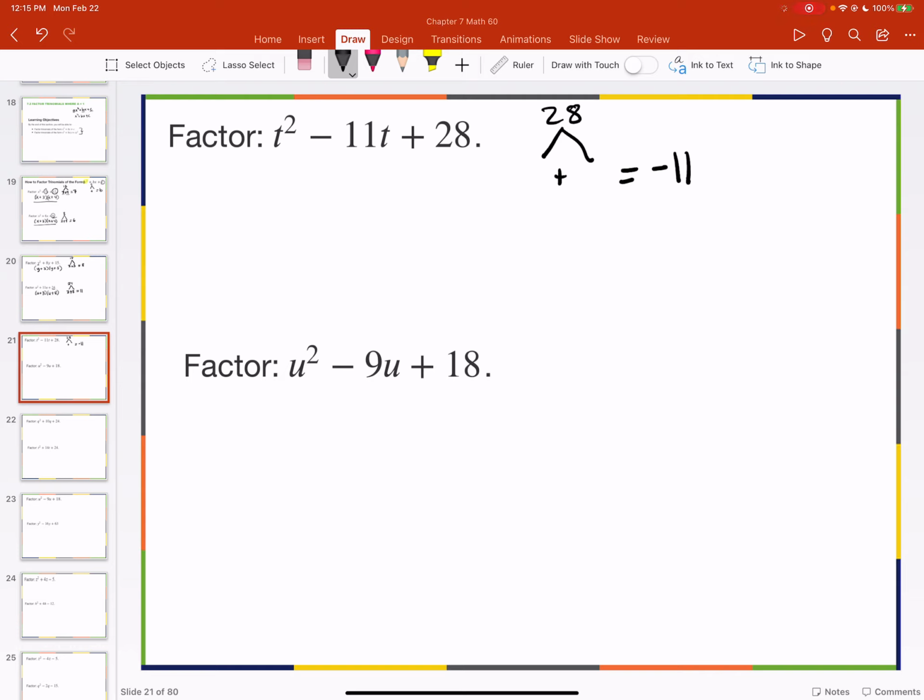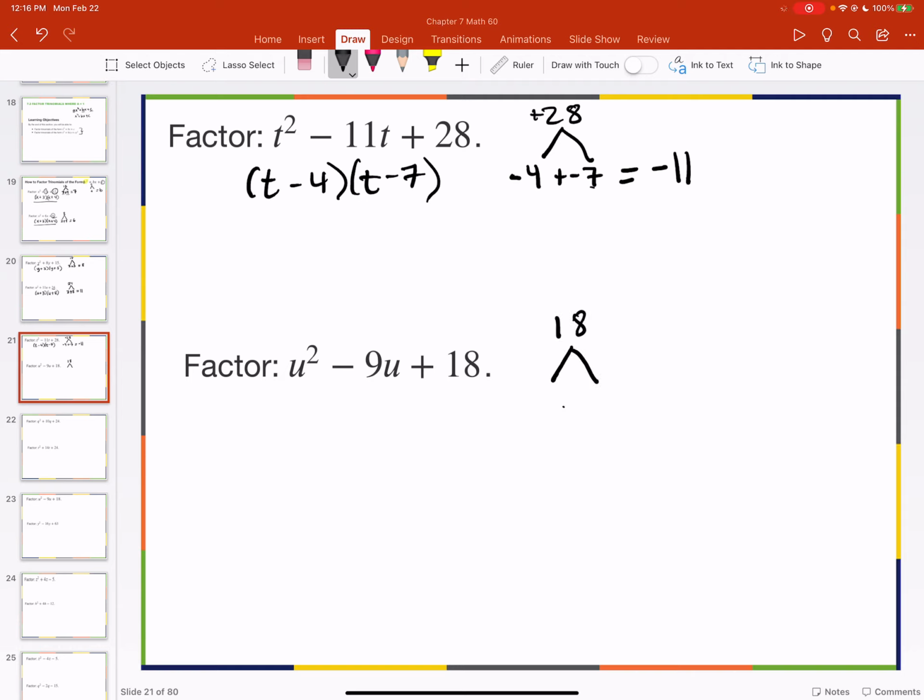In order for two numbers to multiply to a positive but have a negative sum, they both have to be negative, right? You might not know that, but now I'm telling you. So the factors of 28, here we're going to use negative 4 and negative 7, because negative 4 times negative 7 gives me a positive 28, but when I add them, you get negative 11. So this works out. Your factors are t minus 4, t minus 7. See? Not too bad.